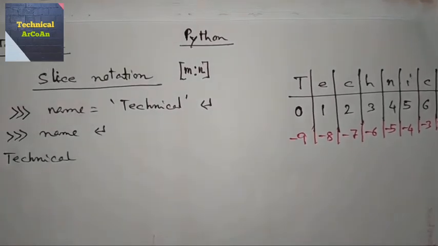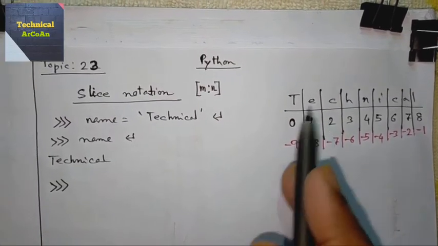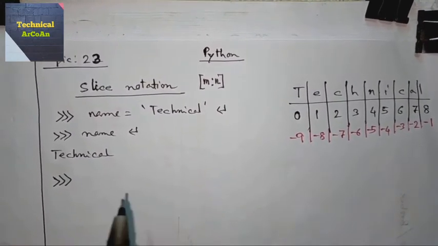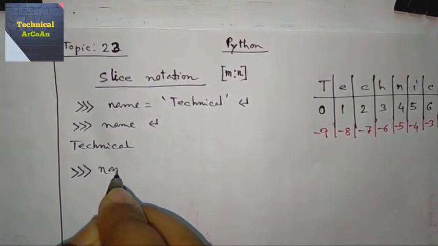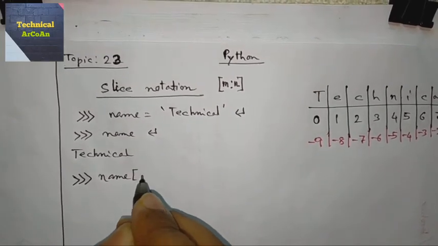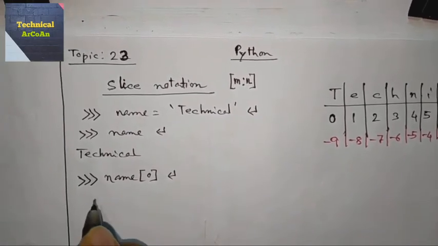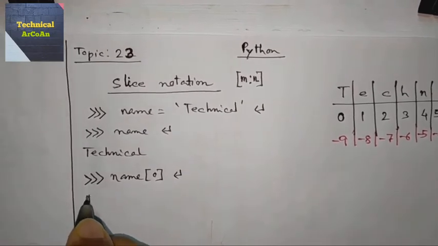Okay. Now we have already discussed the indexing of a string. Now go for the example. Suppose you write name and if we put 0, what is the output? It will provide as output only T.